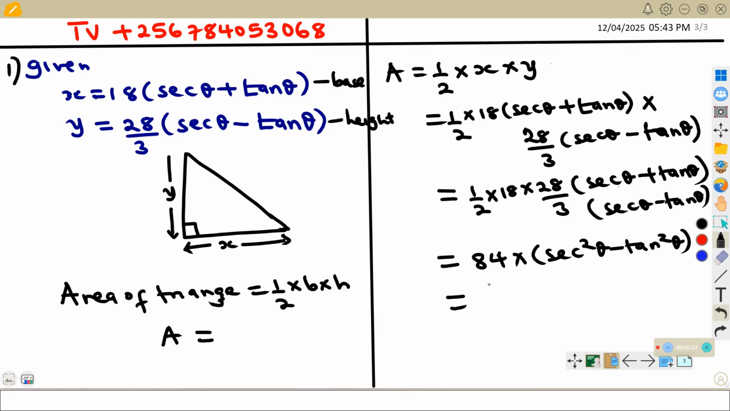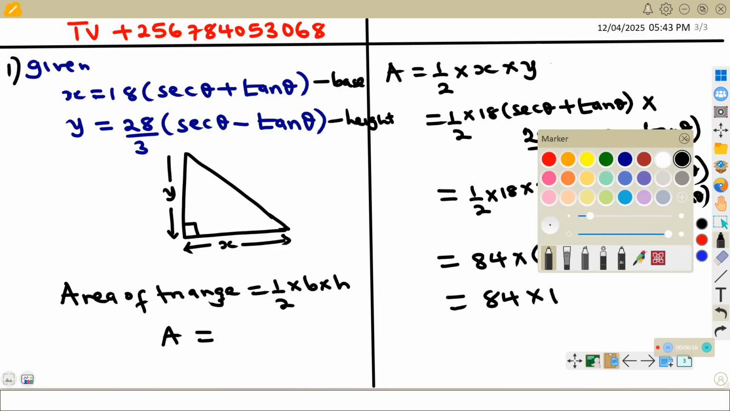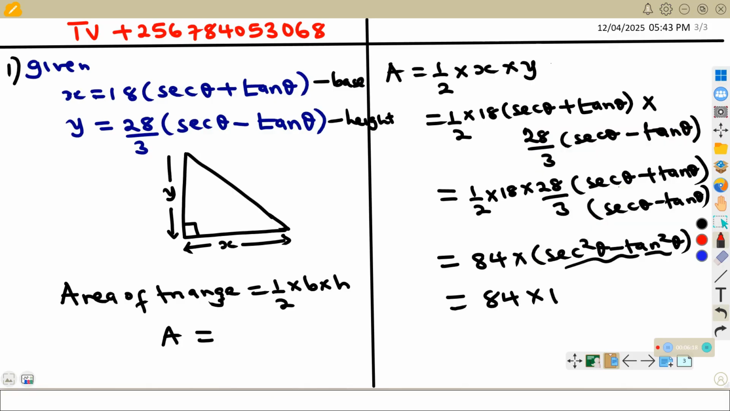So this will give us 84 times what is sec squared theta minus tan squared theta. Sec squared theta minus tan squared theta is 1. From the Pythagorean identities, we should be able to recall that 1 plus tan squared theta is the same as sec squared theta. And for that case, when I take this one to the other side, I will get 1, which is equal to sec squared minus tan squared. So this one here is equal to 1.